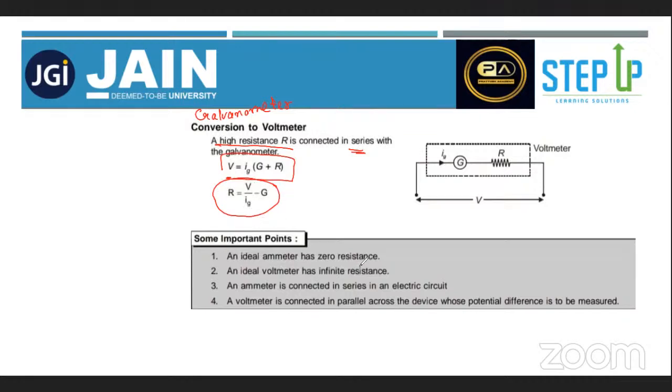A few points: an ideal ammeter has zero resistance, and an ideal voltmeter has infinite resistance. An ammeter is connected in series in an electric circuit, and a voltmeter is connected in parallel across the device whose potential difference is to be measured. These are very common things. We know that an ammeter has small resistance and a voltmeter has higher resistance.